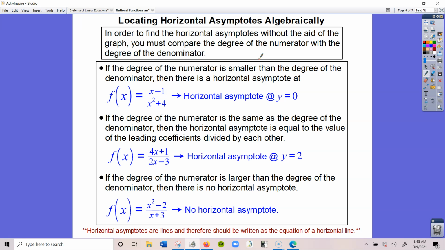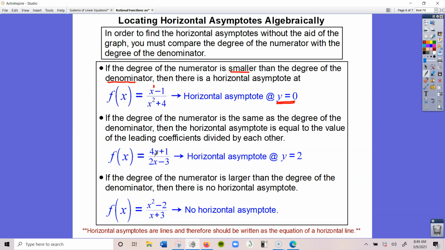If the degree of the numerator is smaller than the degree of the denominator, meaning that the highest exponent of x in the numerator, in this case 1, is smaller than the highest exponent of x in the denominator, which is 2, then you have a horizontal asymptote always at y equals 0.